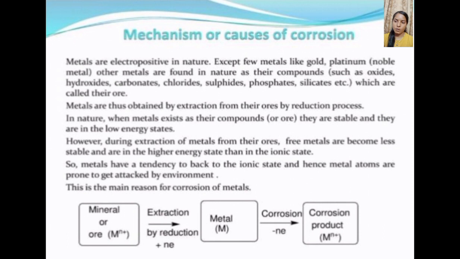Mechanism or causes of corrosion. Metals are electropositive in nature. Except a few metals like gold and platinum, that is noble metals, other metals are found in nature as their compounds such as oxides, hydroxides, carbonates, chlorides, sulfates, phosphates, silicates, etc., which are called their ore. Metals are thus obtained by extraction from their ores by reduction process.